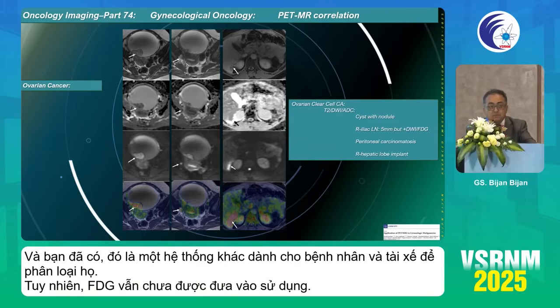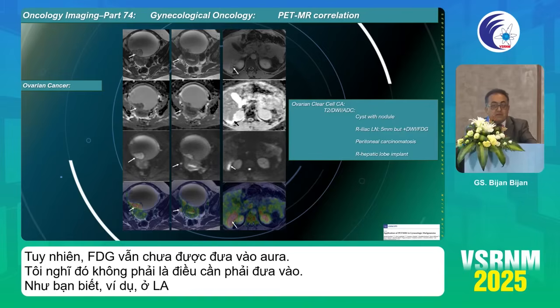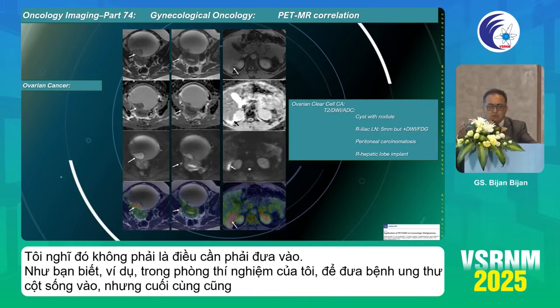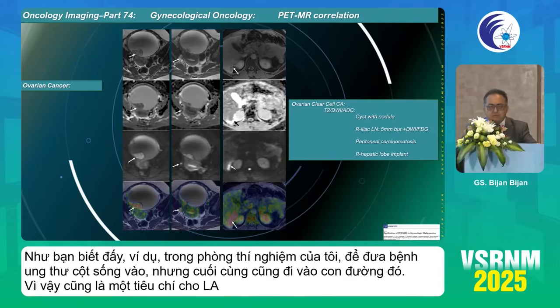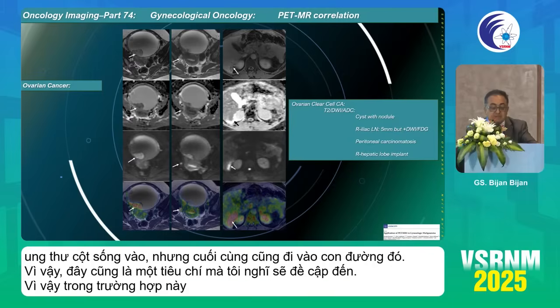I think that's something that needs to be incorporated in the future. As you know, for example, LI-RADS for the liver was initially for CT and MR, but eventually ultrasound got into that. So ultrasound is a criterion for LI-RADS. I think PET will also get into that. In this case, this patient has multiple metastases everywhere.